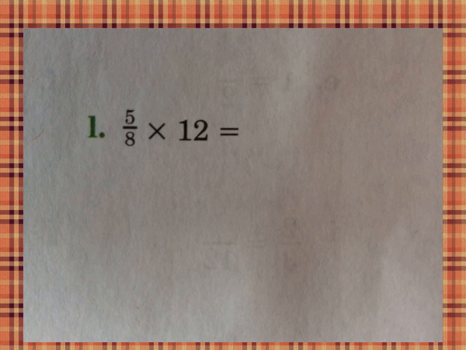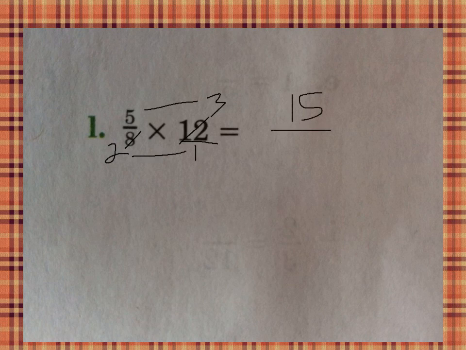L. We need to put a 1 under our 12. Cross cancel 8 and 12. What goes into those? 4 does. 4 goes into 8 2 times. 4 goes into 12 3 times. So now we're ready to multiply across. 5 times 3 is 15. 2 times 1 is 2.